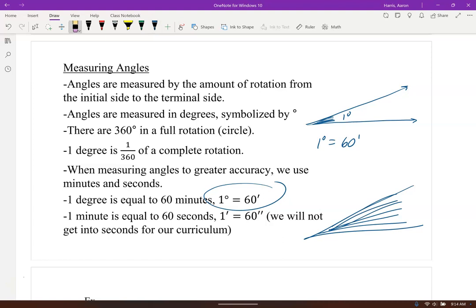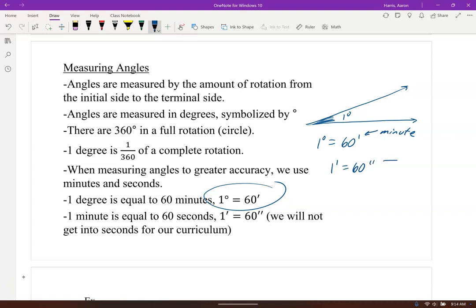And then every minute, again, that's the notation for minute here, can be split up into 60 seconds for a greater accuracy. Ignore this, it is incorrect. We actually do work with some seconds in this course. So they used to not, now we do.